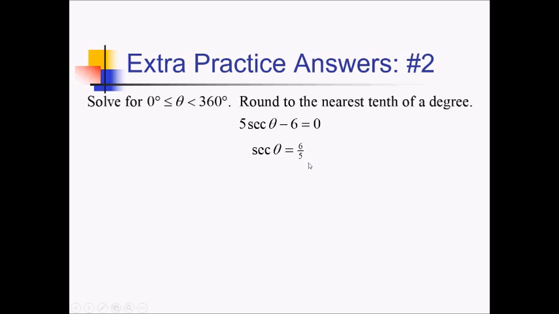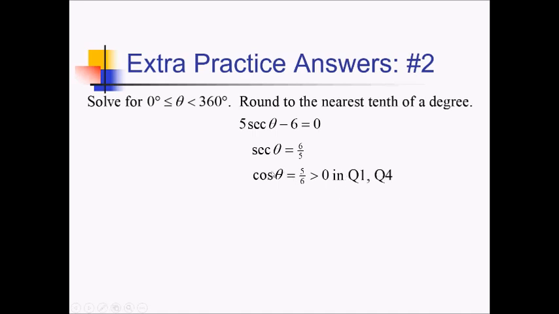Now there is no inverse secant button on your calculator. We need to express this as one of the original 3 trig functions. Secant is the reciprocal of cosine. So I can rewrite this as cosine of theta equals the reciprocal over here, 5 over 6. And I notice at this point that we have a positive value of cosine. That means that I'm going to be on the right side of the y-axis in quadrants 1 and 4.